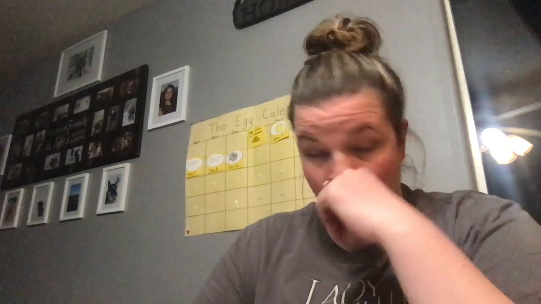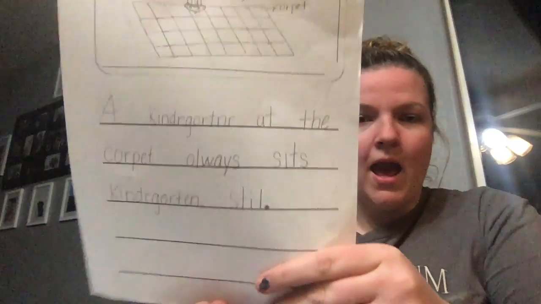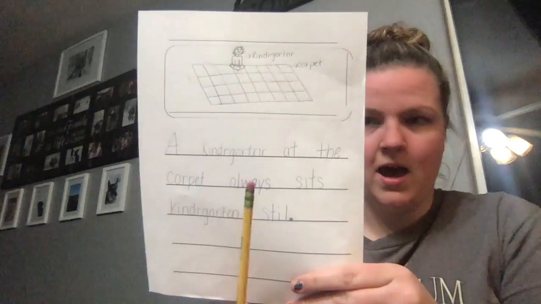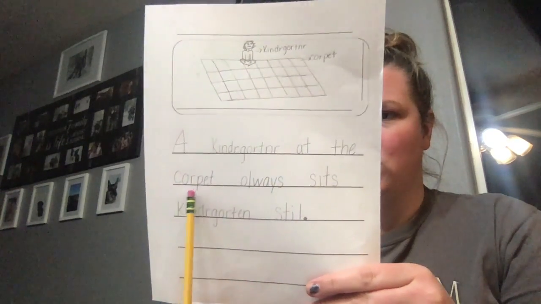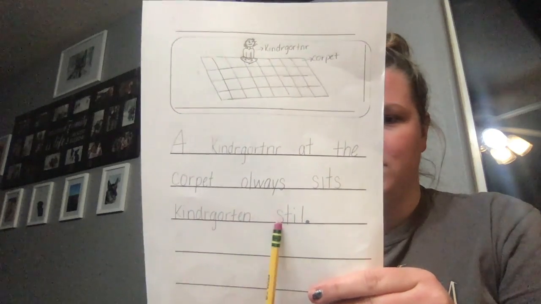Aisle. At the end of a sentence, I always make sure I have a period, which is that little dot, right? A kindergartner at the carpet always sits kindergarten style. I'm done with that page. Now I get to go move on to my next one.